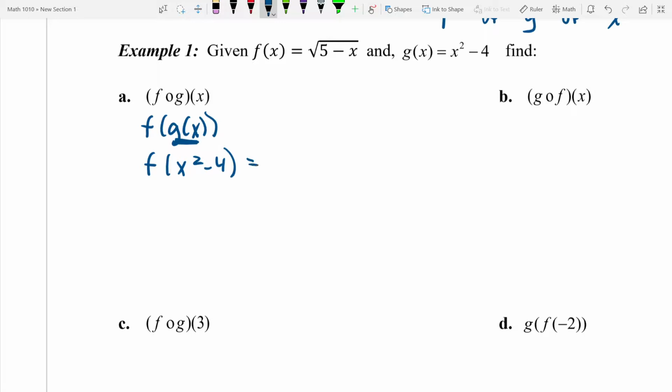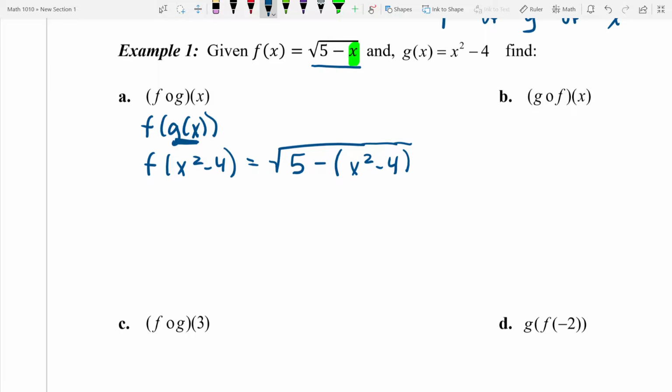Now this means go into this f of x, and wherever you see an x, replace it with x squared minus 4. So this is just the square root of 5. Now, this is just a little tricky. This is kind of a tough one to start with. But go 5 minus, and then in parentheses, put what you're replacing the x with, which is x squared minus 4.